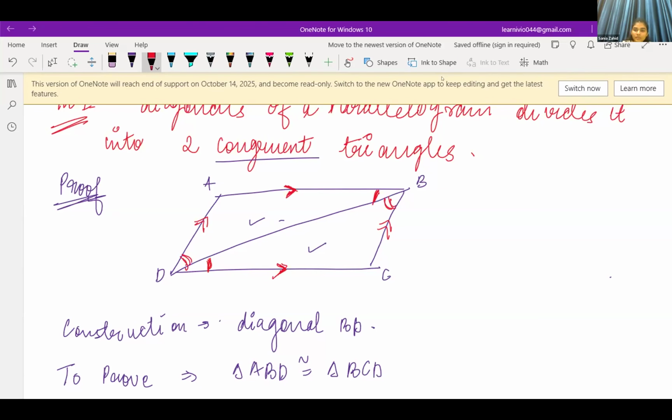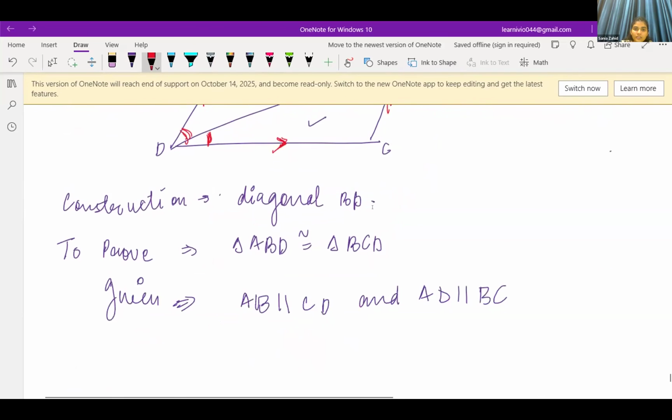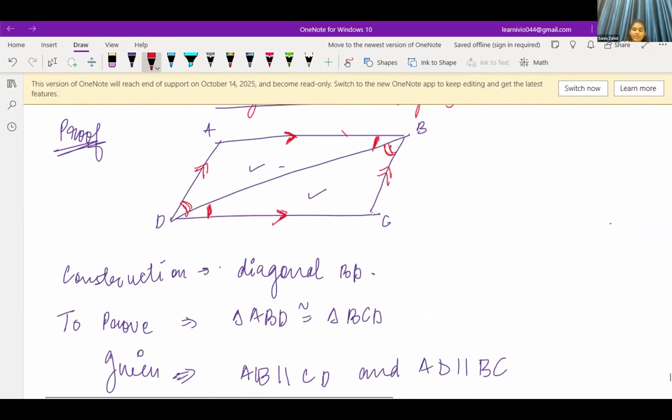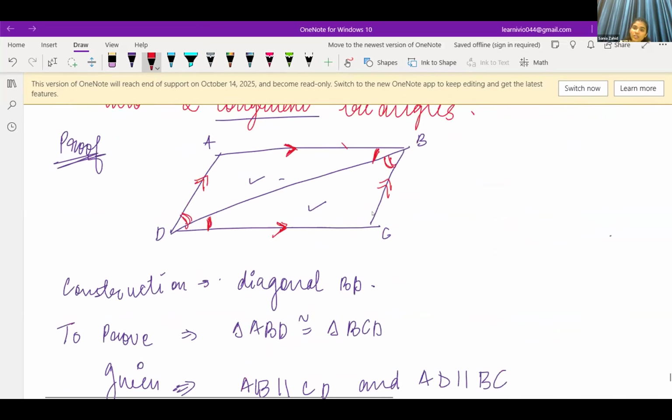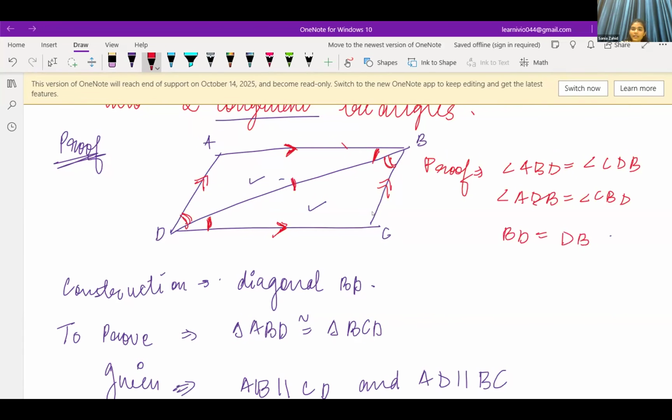So you can write this statement. I'm just writing it here, children. Please make another point and write it. Angle ABD is equal to angle CDB. Then angle ADB is equal to angle CBD. Why? Because they are alternate interior angles. Just write the reason as well. And the third thing that I have is BD is common. So you'll write BD is equal to DB. That's a common side.